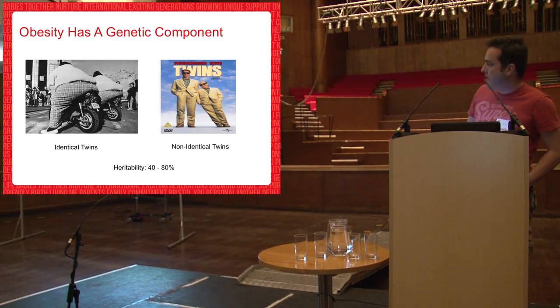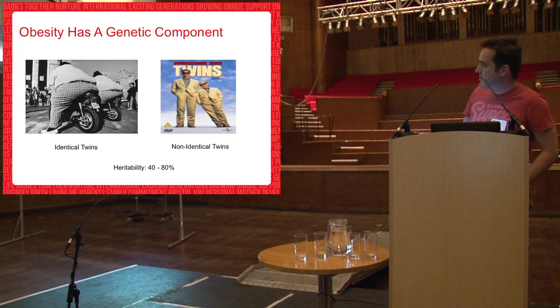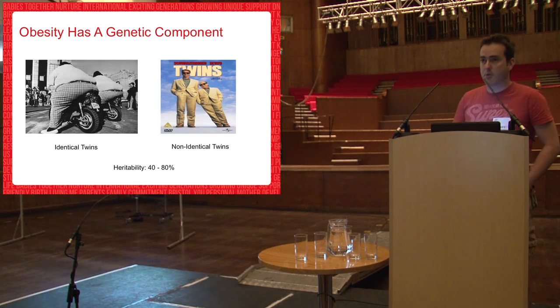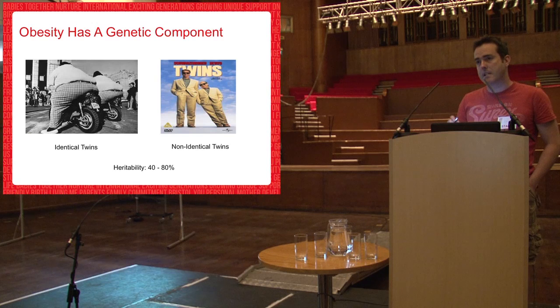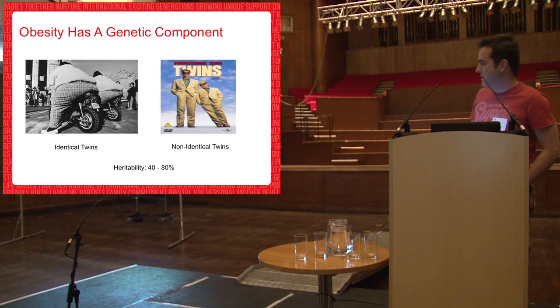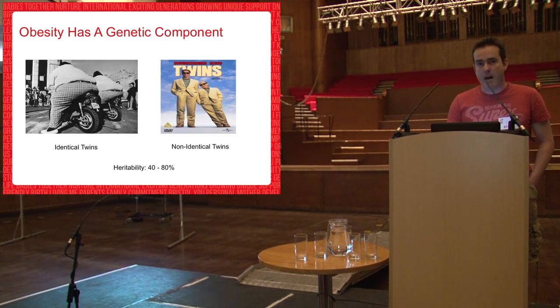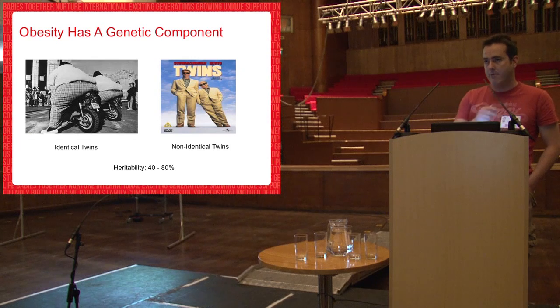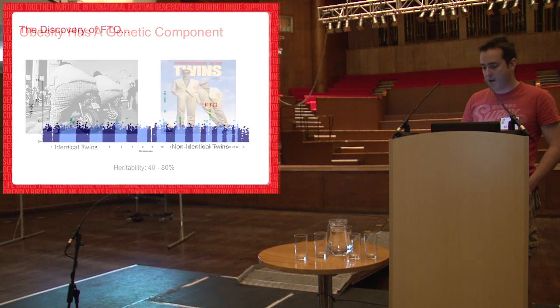And what we find is that identical twins tend to be more similar in terms of their weight than non-identical twins. And we can use this fact to estimate how genetic obesity is. When we do that, we come up with a figure somewhere around 50%. So it's kind of half genetic, half environmental.